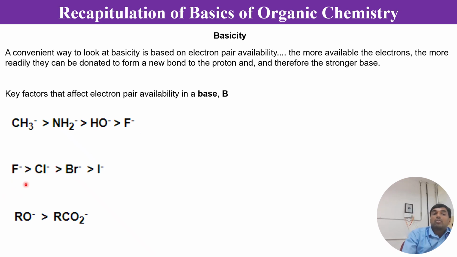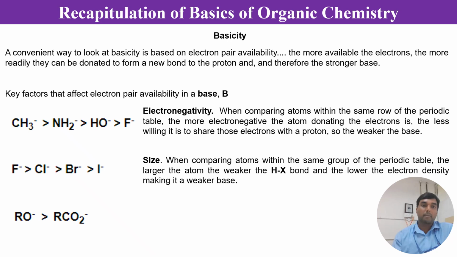Similarly, when we talk about fluoride, bromide, iodide, fluoride having the negative charge is available in a small sphere, whereas iodide, because of its large atom, is fully delocalized. As a result, fluoride is the stronger base. And similarly, when you consider the phenoxide ion, it has more negative charge availability compared to carboxylate, because carboxylate is resonance stabilized, so the charge will be delocalized.